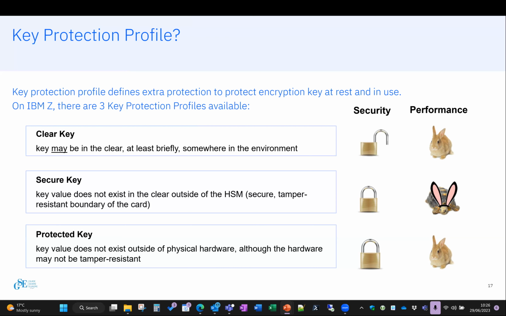Then the protected key is a hybrid mode. The first encryption is done with the secure key, and the next encryption operations will be supported by the CPACF, with a wrapping key. The bandwidth from the memory to the central processor is faster than the bandwidth from the PCI Express bus. That explains why the bandwidth will be different. So here it's a rabbit too.